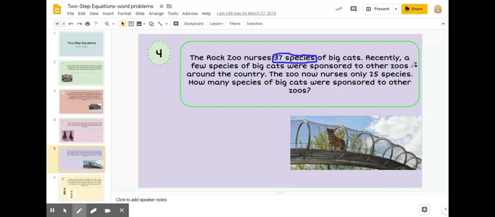Okay. So since they were sponsored to other zoos, that would recommend a subtraction. Like you're taking them from one and sending them out to others. The zoo now nurses, so it now nurses only 25 species. So basically it now has only 25 species. How many species of big cats were sponsored to other zoos? This one's actually more simple than it sounds. Our total on one side of the equation is indeed 25.